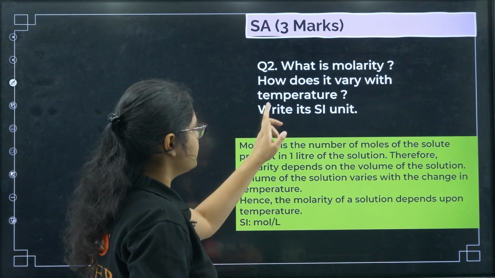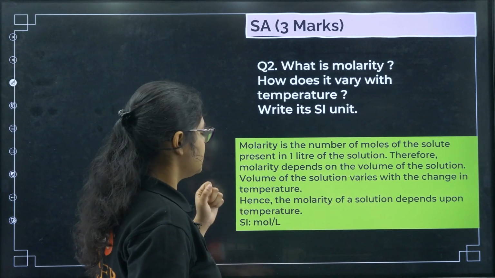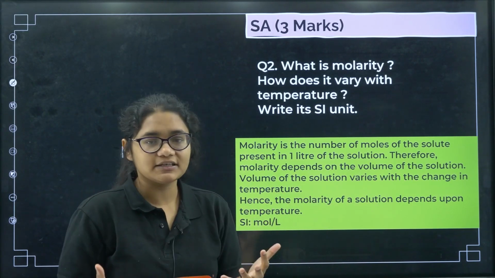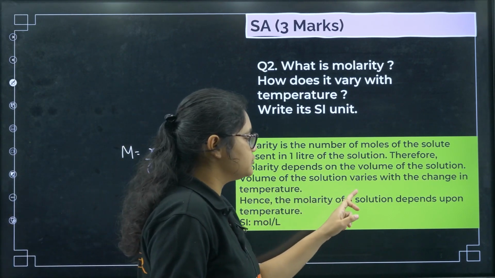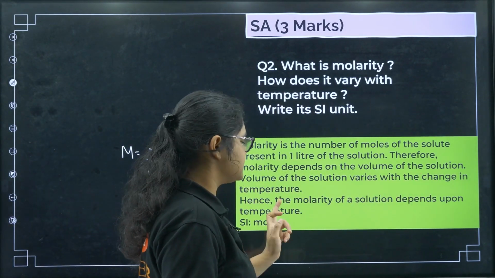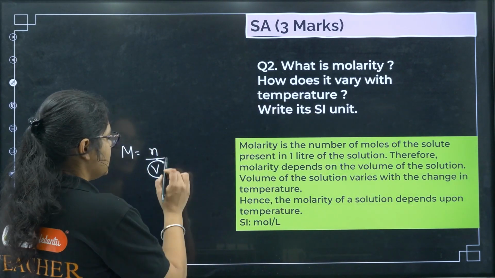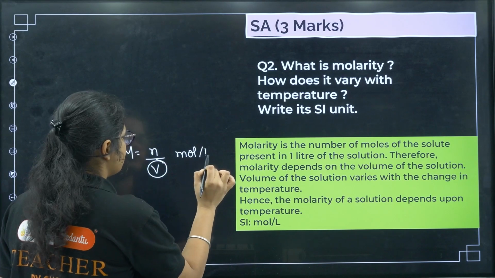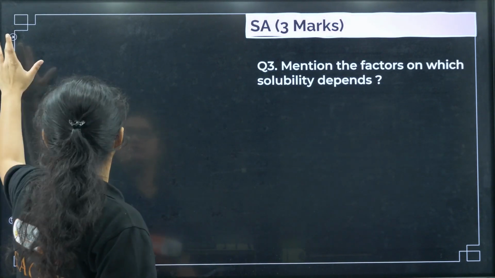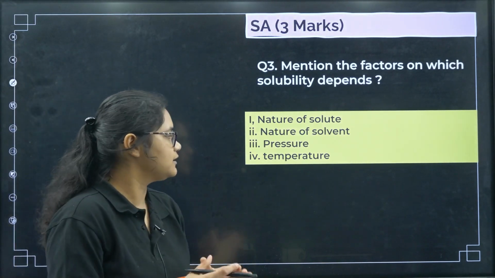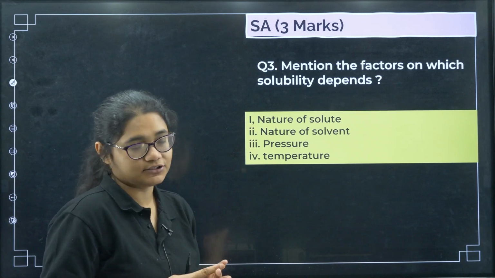Now it depends on the volume. The volume of the solution changes with temperature, so if temperature changes, molarity will change. Why? Because volume is also changing. So the volume of the solution varies with the change in temperature, hence the molarity of a solution depends upon the temperature. What is the unit of molarity? Number of moles is moles and the volume is liter. Next, we have mentioned the factors on which the solubility depends. You can write any 3 factors: nature of the solute, nature of the solvent, pressure and temperature.